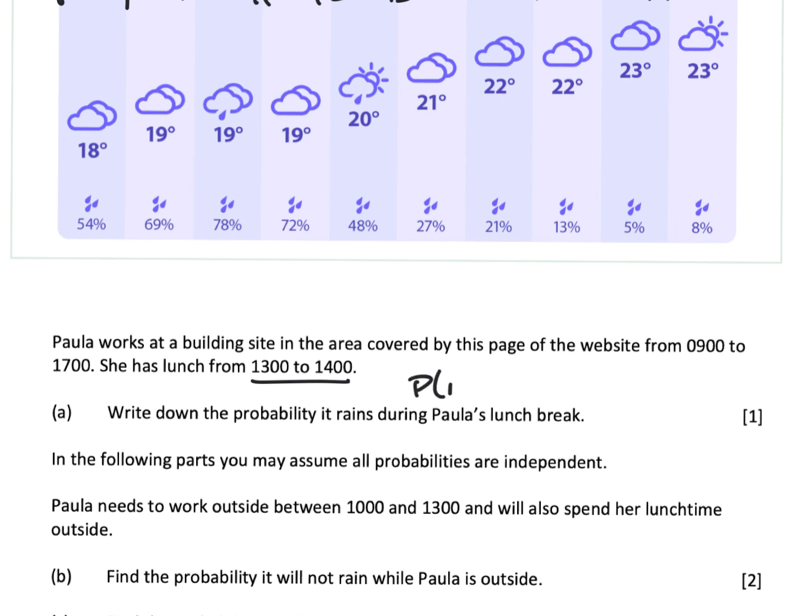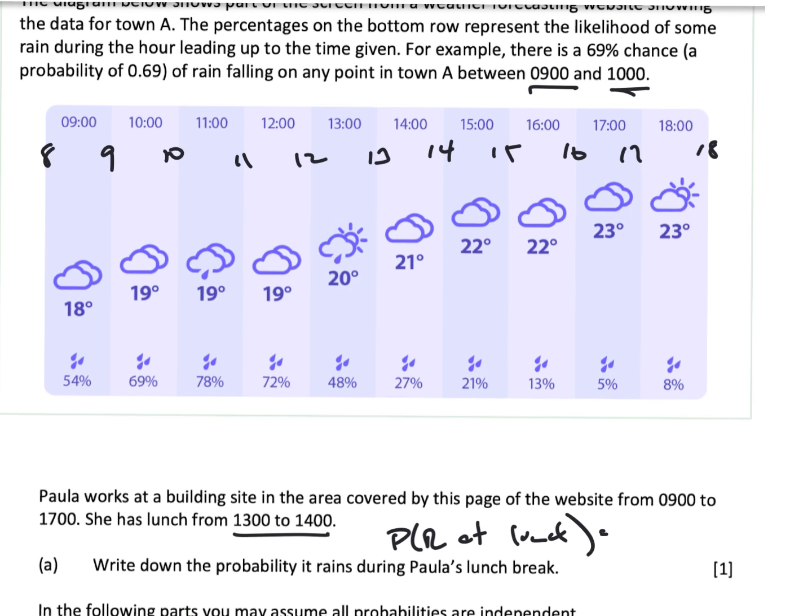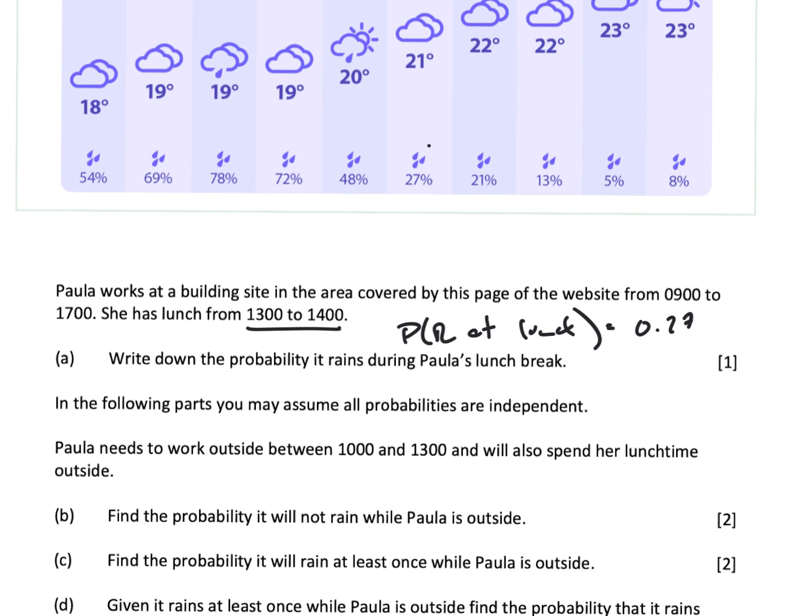So the probability that it rains at lunch is going to be between 13 and 14, which is going to be this value here, 27, equals 0.27. Okay, and the following parts may assume they're all independent, so that means that they don't affect each other.